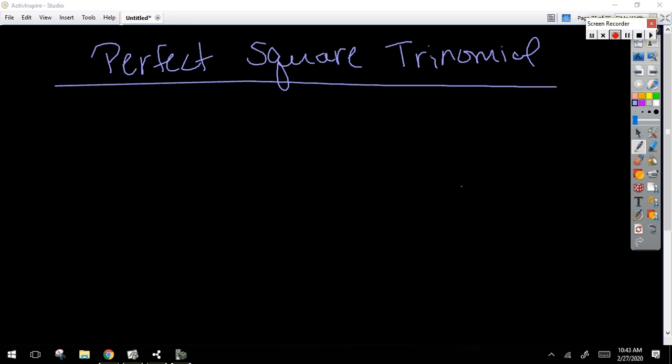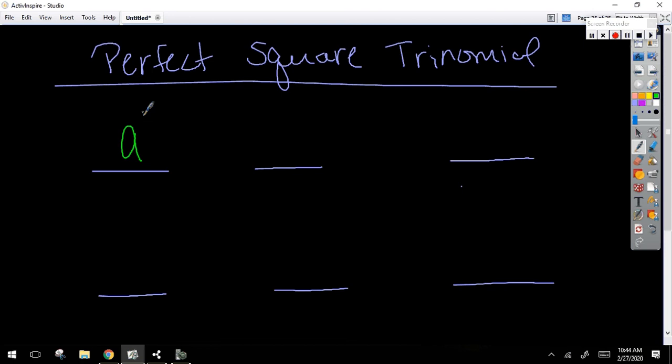Good. A perfect square trinomial, also known as a PST, I will call it sometimes. Not PTSD, PST for perfect square trinomial. All right, you've got to be able to recognize them, okay? Trinomial means 3 pieces. There are 2 types of perfect square trinomials. The first one and the last one have to be perfect squares.